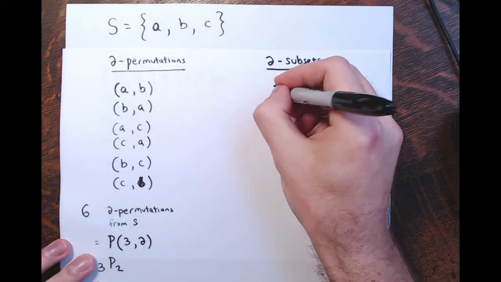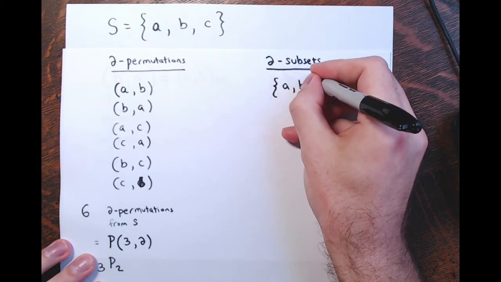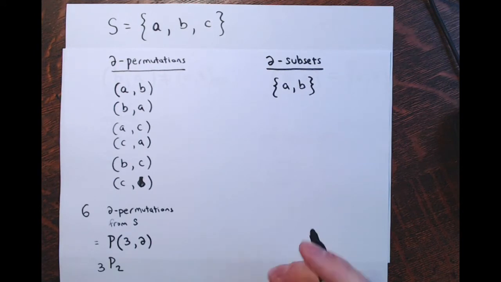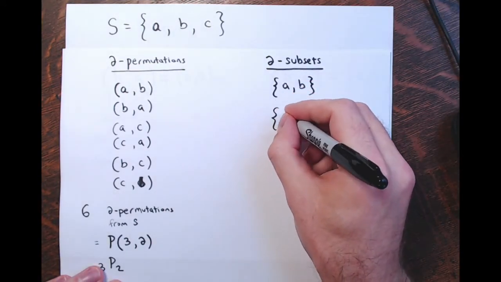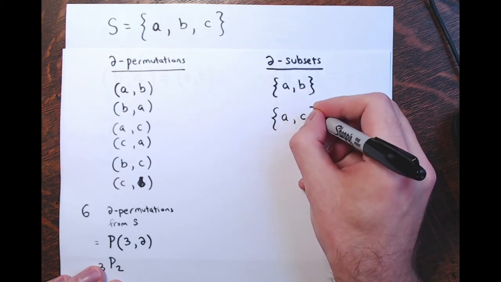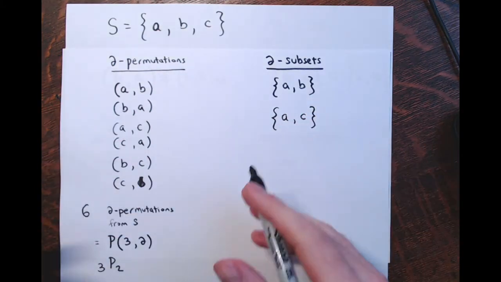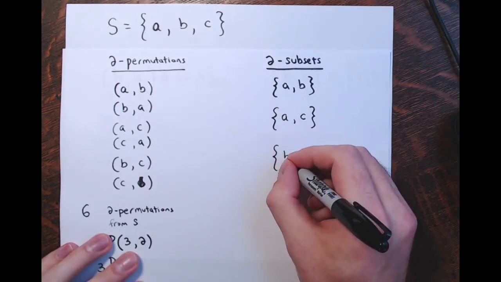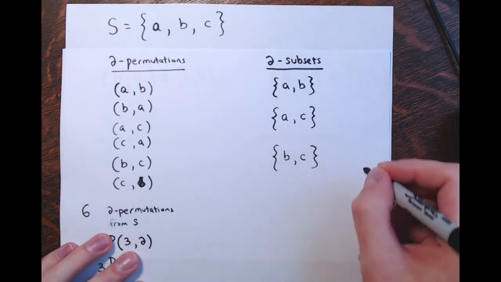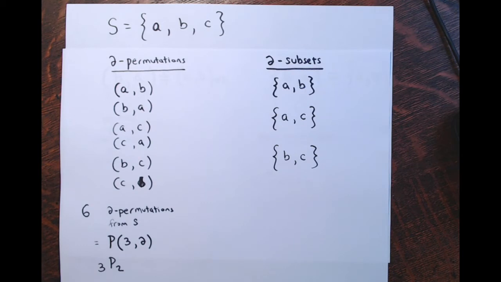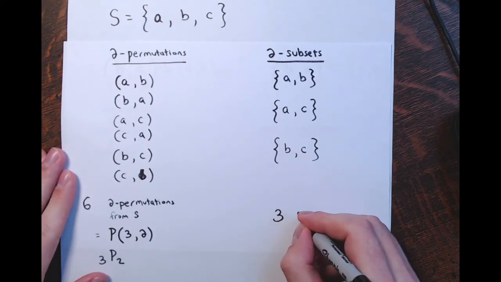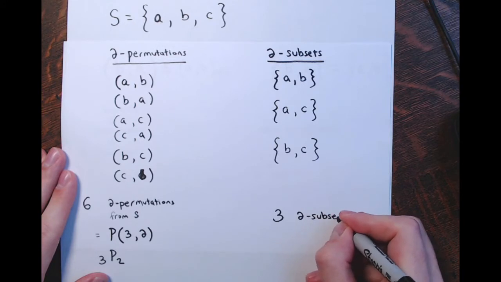So there's the subset with elements A and B. Again, this is the same as the subset with elements B and A, so I'm not going to write it again. There's the subset with elements A and C, which is the same as the subset with elements C and A, so I'm not going to write it again. And then there's the subset with elements B and C, which again is the same as the subset with elements C and B, so I'm not going to write that twice. And that's it. There are only two subsets from S.